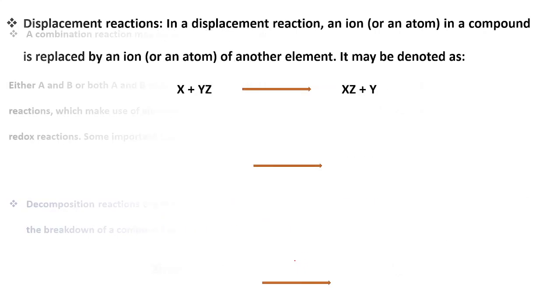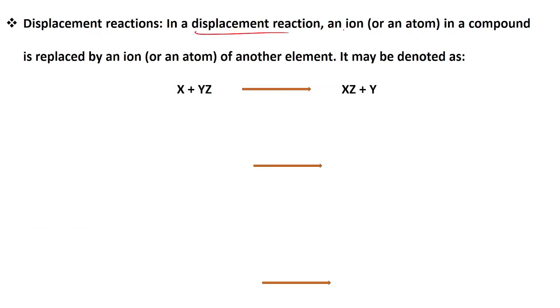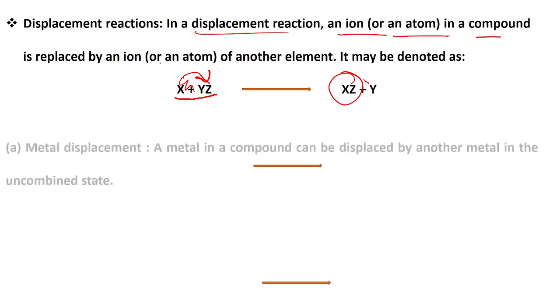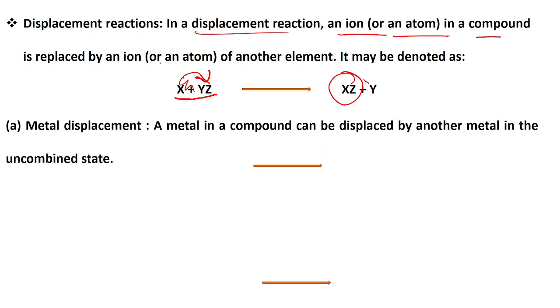Now another one is your displacement reaction. In a displacement reaction, an ion or an atom in a compound is replaced by an ion or atom of another element. It can be denoted like this: X plus YZ forms XZ, meaning there is an interchange. Now this can again be divided into two categories, that is metal displacement.